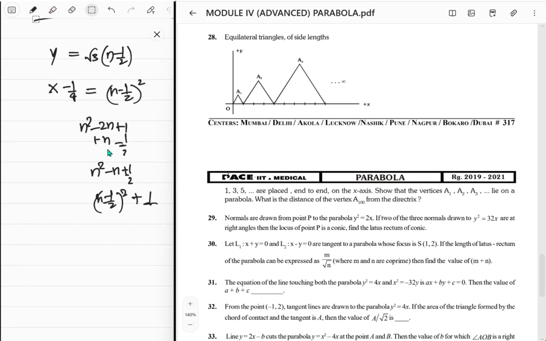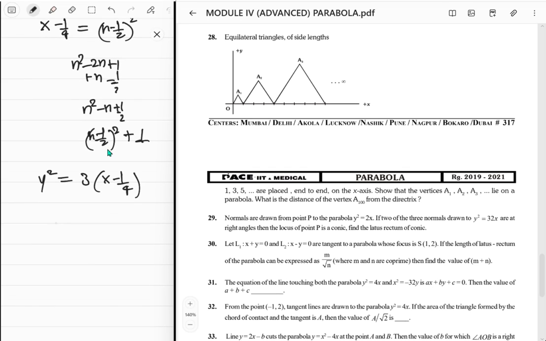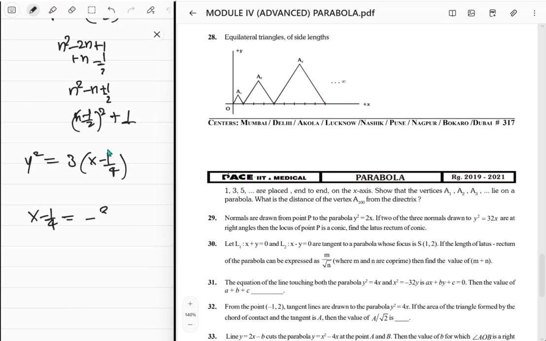Nice. So, right, y square is just 3 times x minus 1 upon 4. That should do it, right? So what's the directrix? Directrix, of course, is x minus 1 upon 4 is equal to minus a, which is minus 3 upon 4, 4a. So, yeah. Yeah, this should make sense. So x is equal to minus 1 upon 2. That's the x coordinate, right, of the directrix.